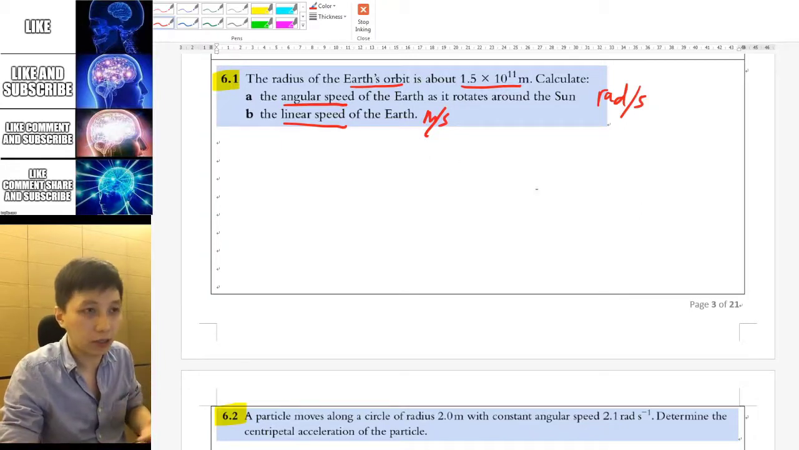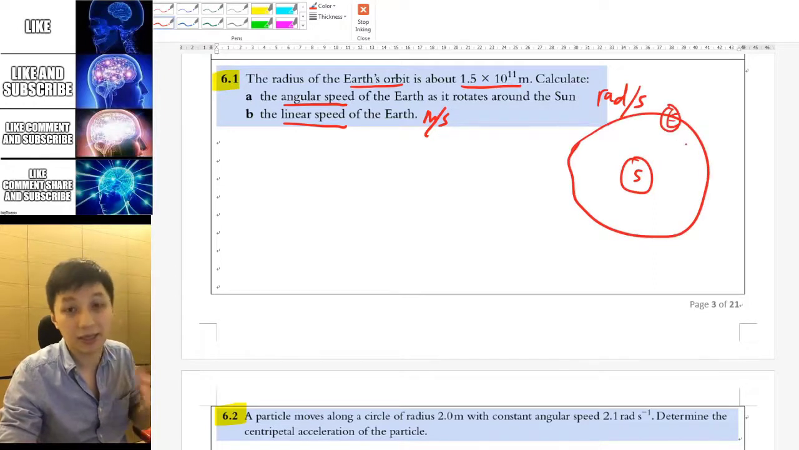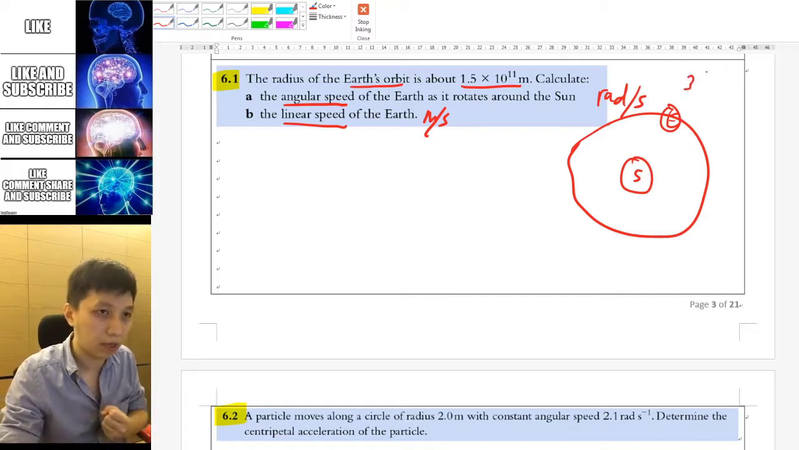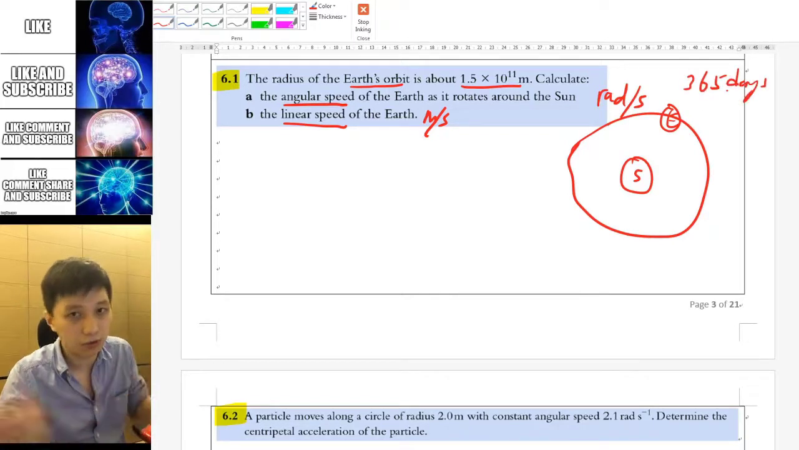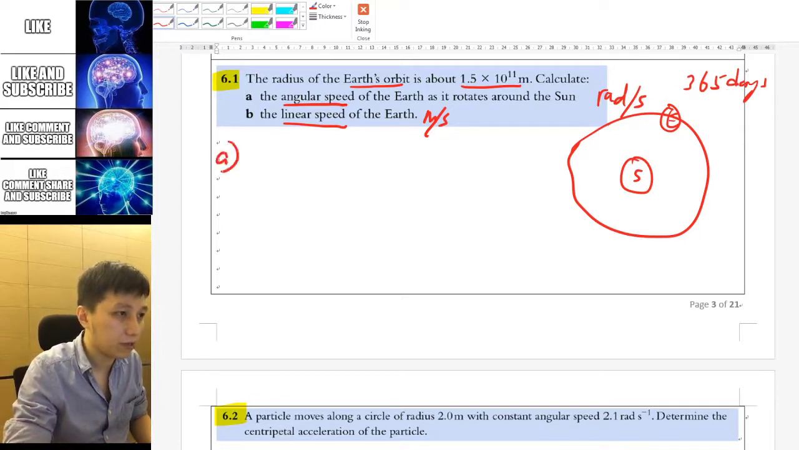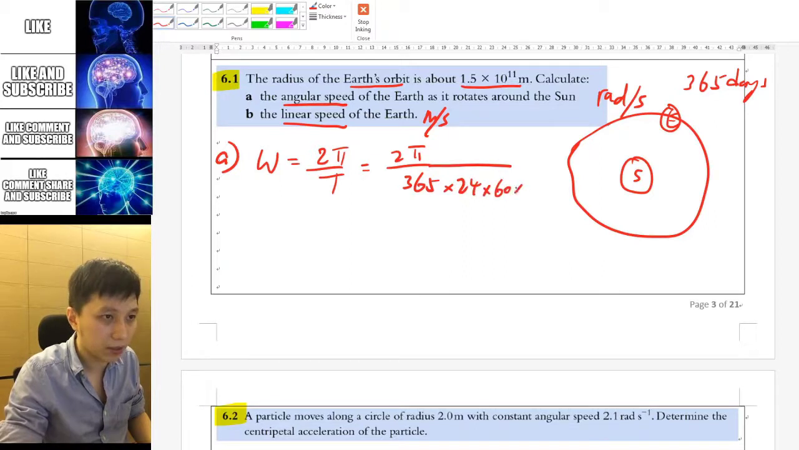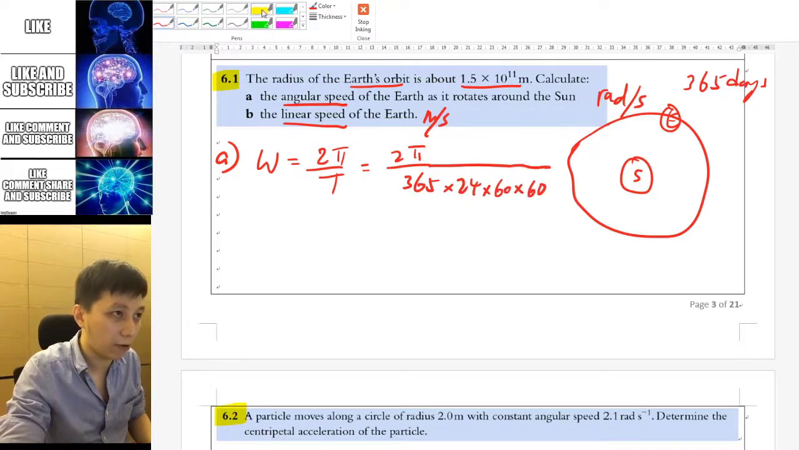You just have to use your common knowledge that when the Earth is revolving around the Sun, it takes a year. So that will be 365 days. That's a number that you simply have to remember, which is common sense. So for angular speed, I should quote the equation: omega equals 2 pi over T, and that will be 2 pi over 365 days, 24 hours, 60 minutes, 60 seconds. Again, remember our answer is in radian per second, not per day.